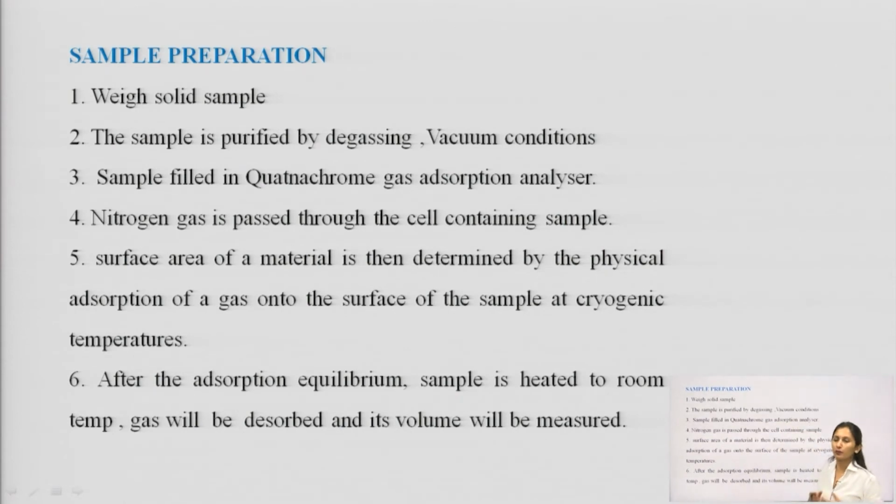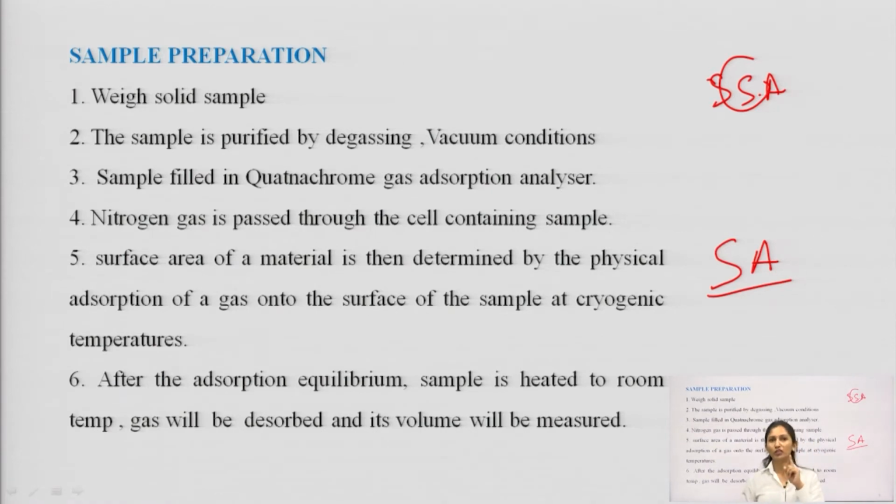Sample preparation: how will you proceed for the experimental portion? First, weigh out the solid sample. If you have weighed 1 gram of sample, then what comes out is known as the specific surface area. If you weigh out 2 grams, 3 grams or 4 grams, then it will be only the surface area. Specific surface area belongs to the unit quantity. So first is the weighing of the solid sample.